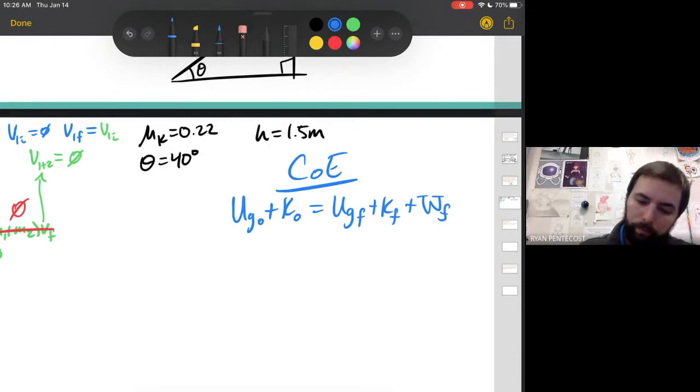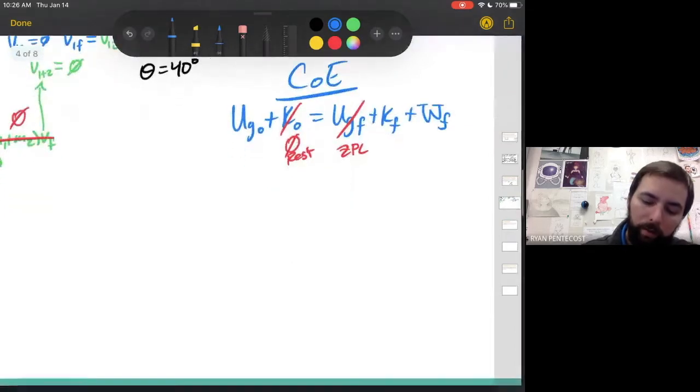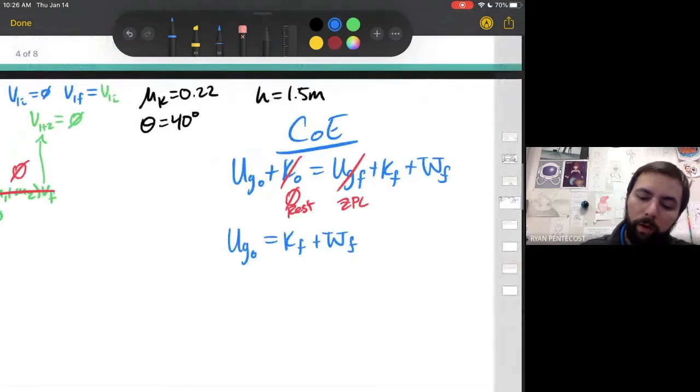So we will say that at the bottom, that is the ZPL. We know that it starts at rest. So we have U_G naught equals K_F plus work done by friction. That work done by friction is going to be tricky, right?